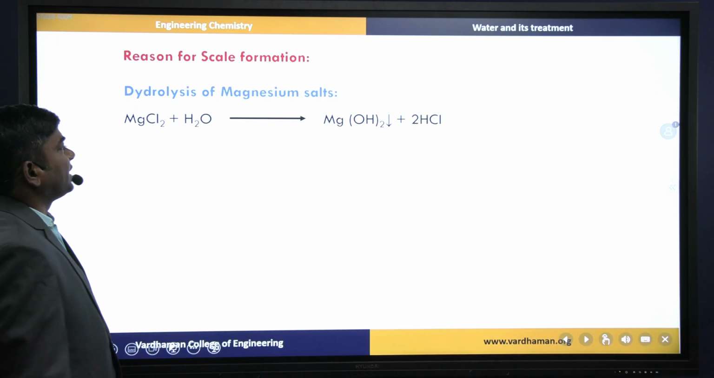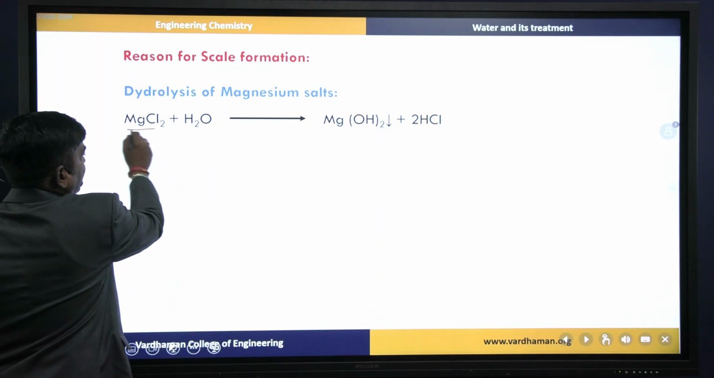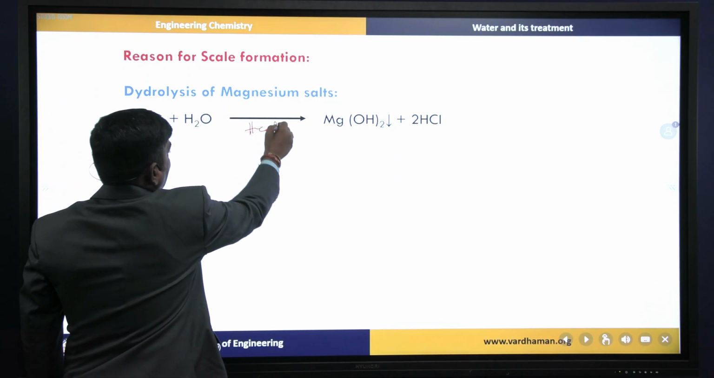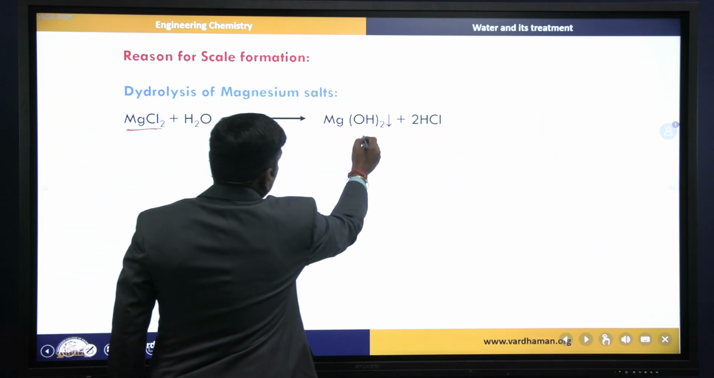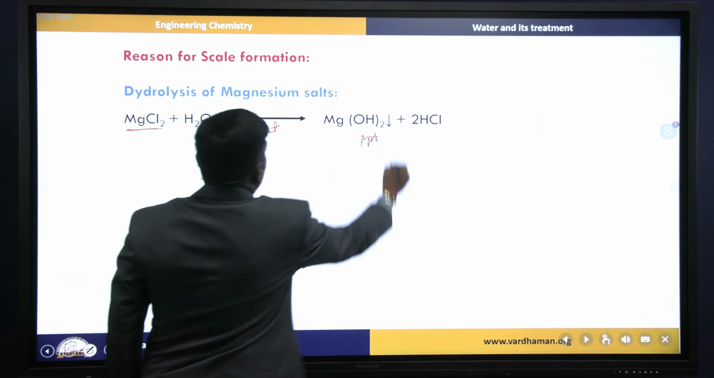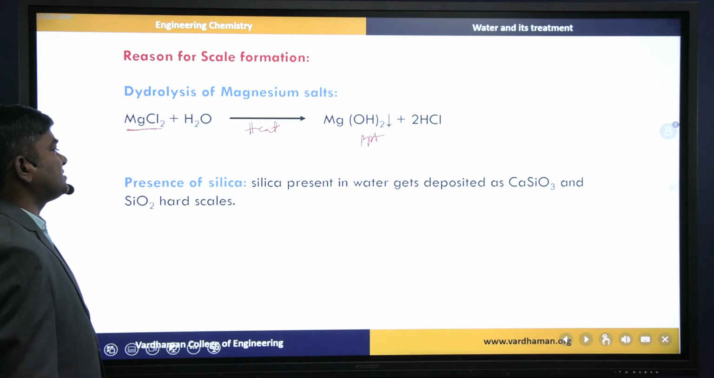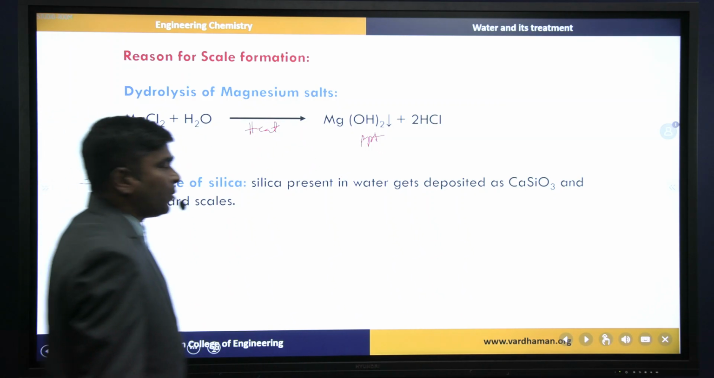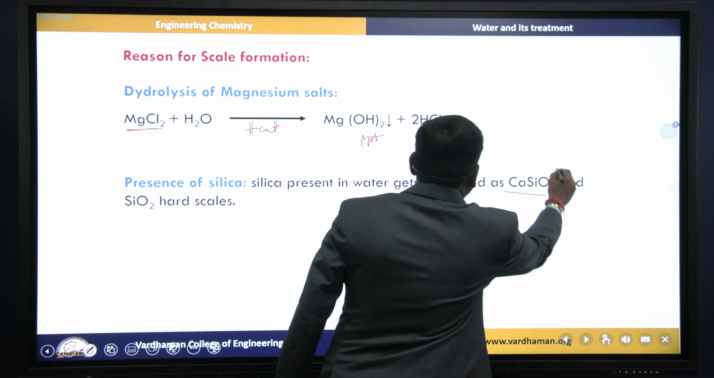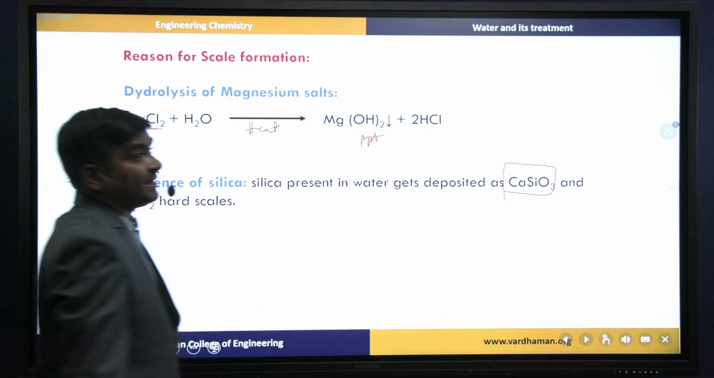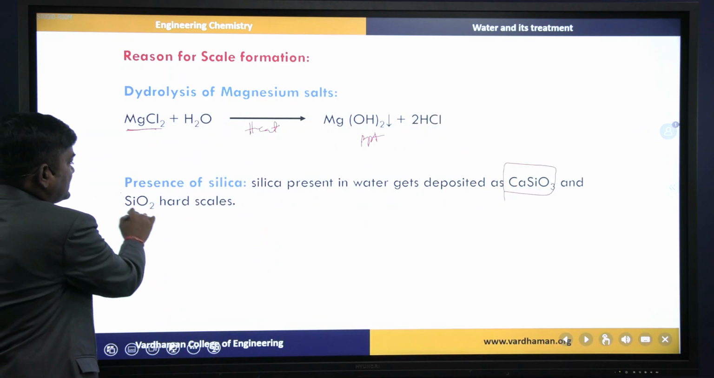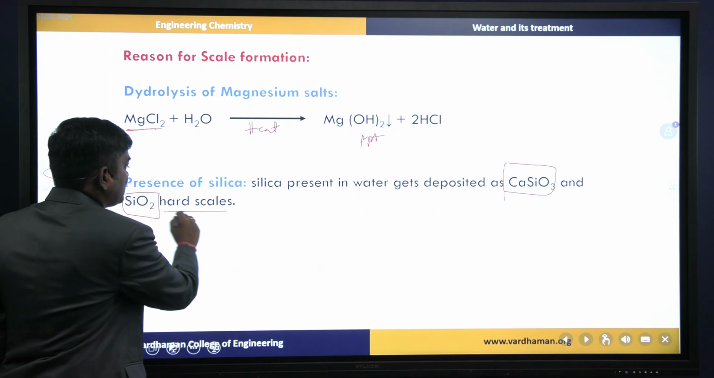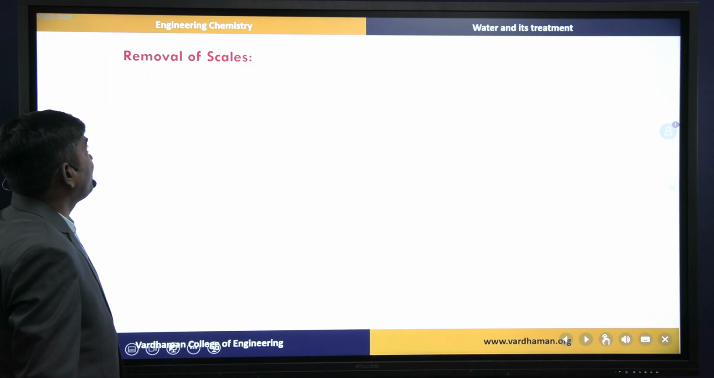Next, magnesium chloride. Again, heating: if magnesium chloride salt is there, again we are getting magnesium hydroxide precipitate. Then the presence of silica: silica present in water gets deposited as calcium silicate, and calcium silicate and silica also lead to formation of hard scales.